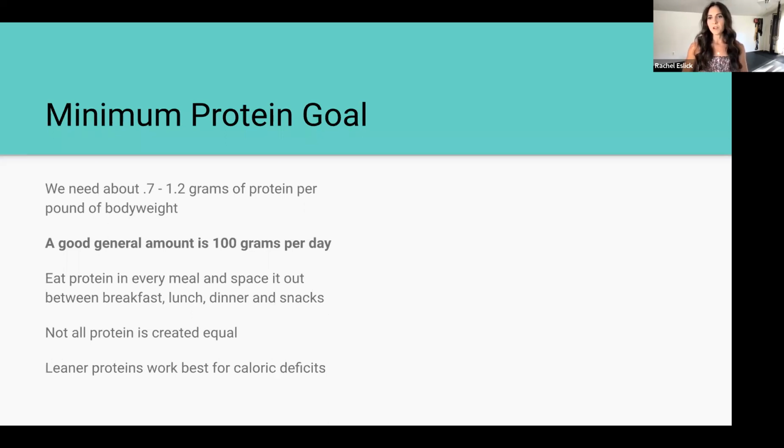Not all protein is created equal. So if you're eating half a pound of bacon, that's going to be a lot more calories and a lot more fat than if you're eating a lean chicken breast, which might be a serving of 150 calories and give you 20 grams of protein, where 10 strips of bacon, just random numbers, could be like 500 calories and give you 15 grams of protein. That's not a great ratio.